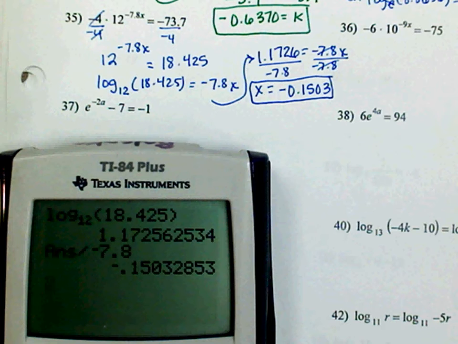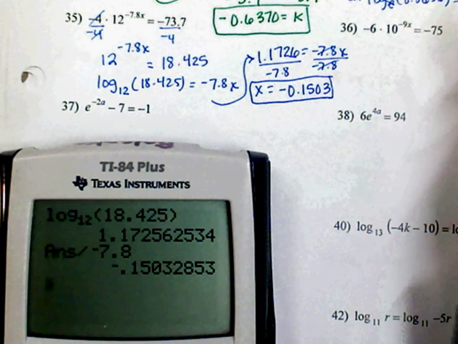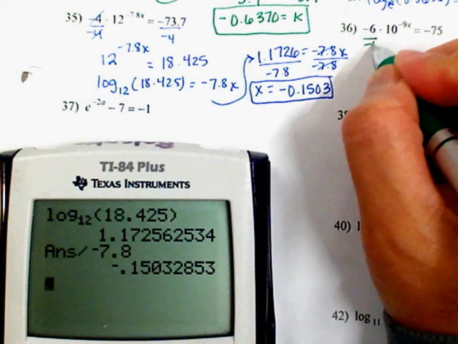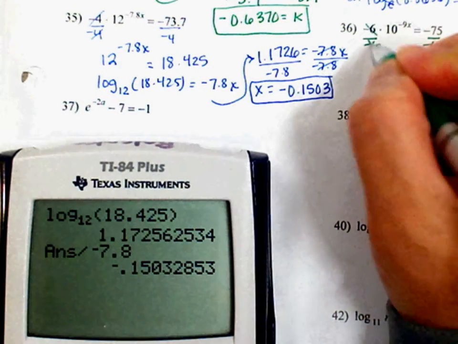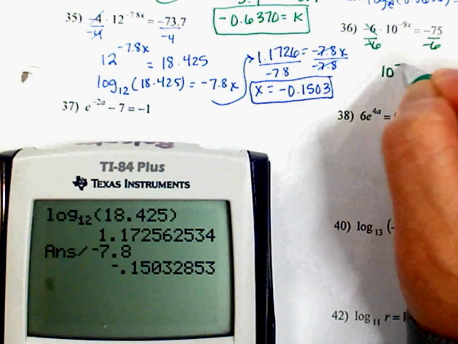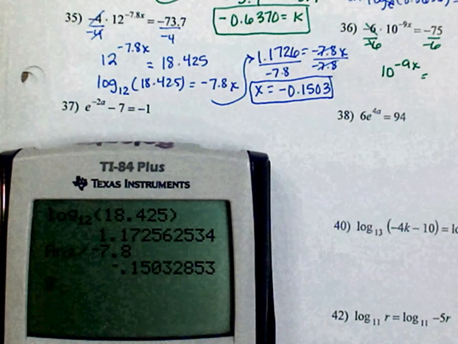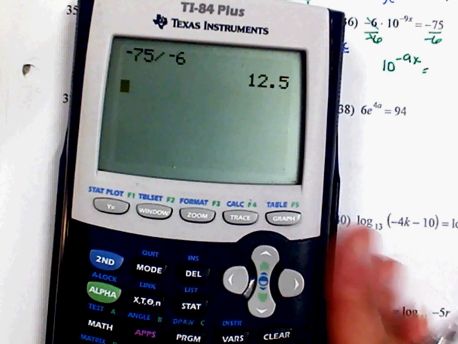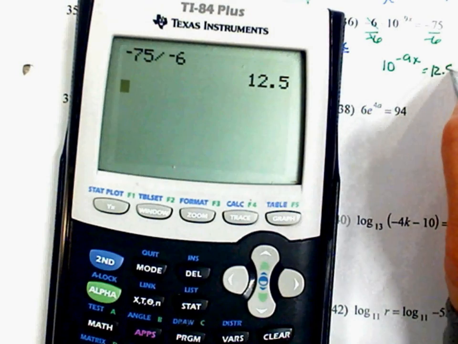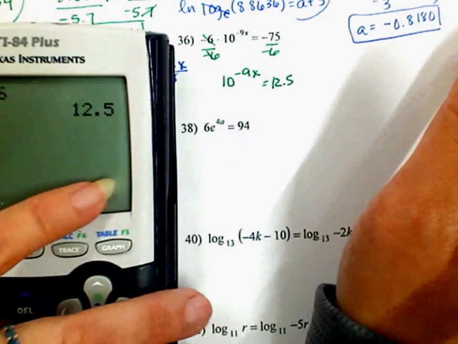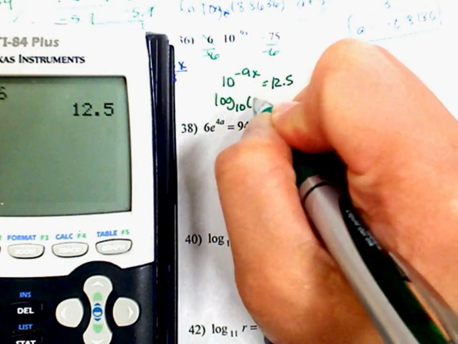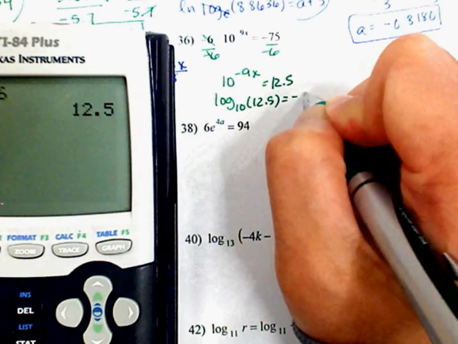All right, number 36, 4 decimal places is all you need. Divide by negative 6, so you got 10 raised to the 9x equals negative 75 divided by negative 6 comes out to be 12.5. All right, I can't use my chart, so I'm going to rewrite it in log. So log base 10 of 12.5 equals negative 9x.